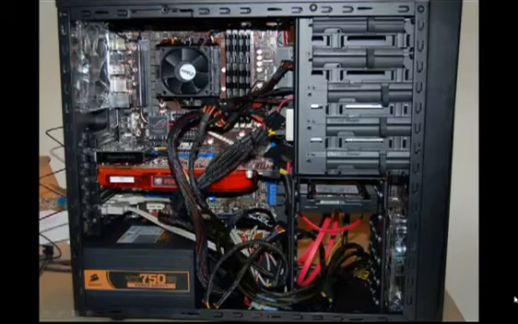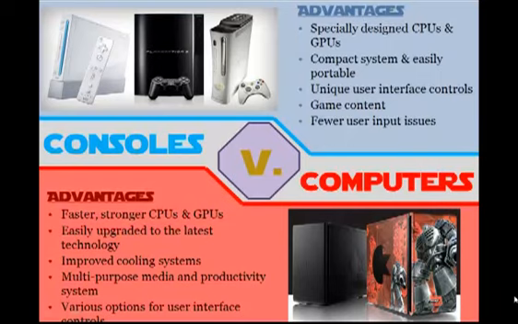Looking at the advantages for consoles, the consoles are specifically designed with CPUs and GPUs meant for gaming. They are compact systems and they're usually portable. You also have unique user interface controls, such as the Wiimote or the DualShock controller. You have unique game content, and you also have better game content, typically for a game console. You also have fewer user input issues, as the consoles are very rigorously tested before they are ever released to market.